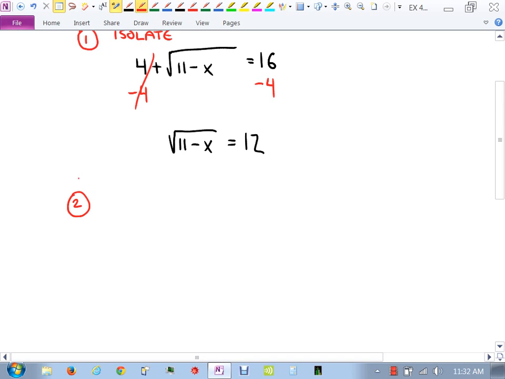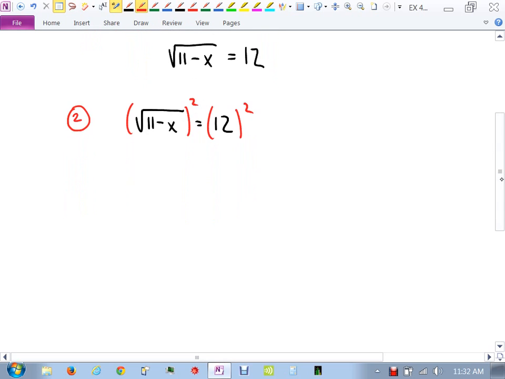Square both sides of the equation. So now what I'm going to do is take my equation right here and square both sides. So I square the left, and I square the right. Now, when I square the left, because I have a square root and I'm squaring it, they just kill each other off. But what's left? If the square kills off the square root, the entire radicand is left, which is what here? 11 minus x. The whole thing needs to be written down.